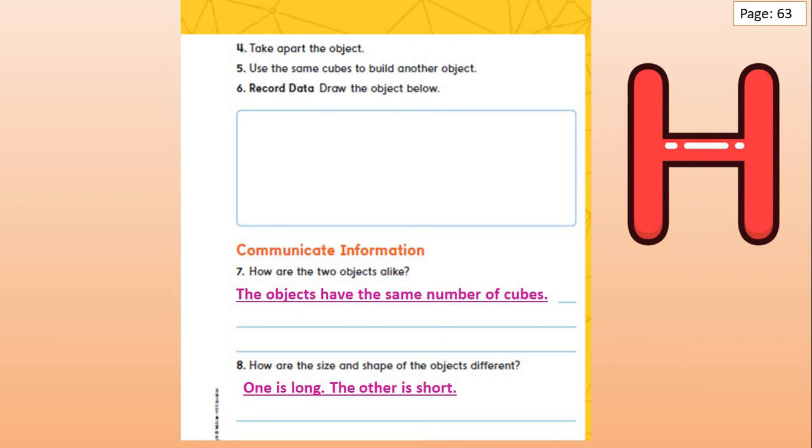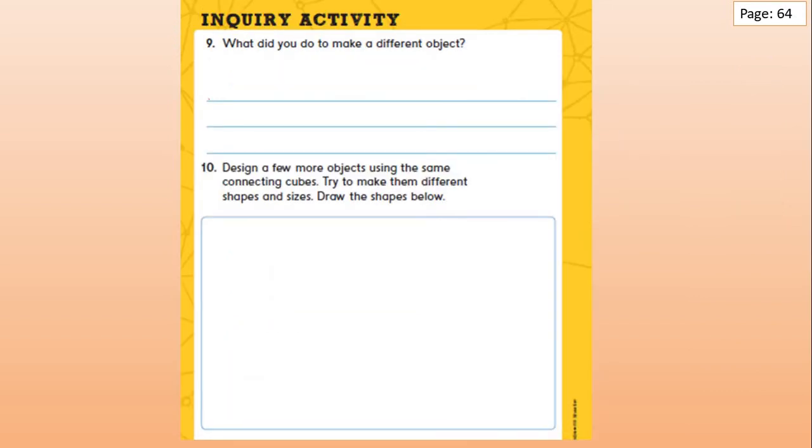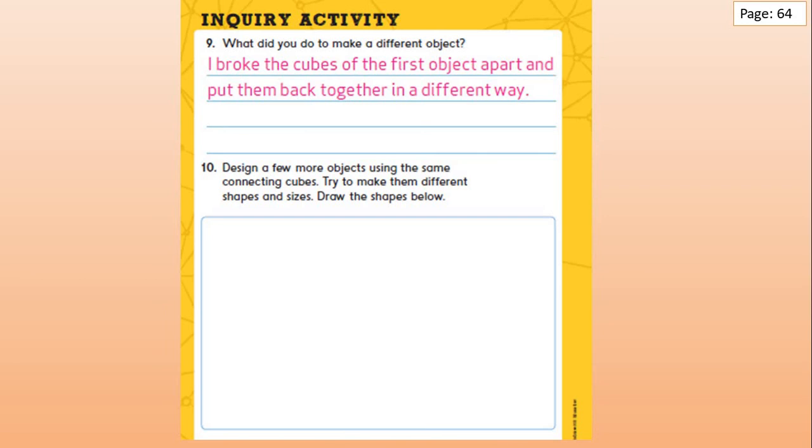Interesting. So in this inquiry activity, we learned how to build two different objects with the same 12 cubes. And we can make a lot of objects, not only two. Let's see the next question. Question number 9, page number 64. What did you do to make a different object? What do you think, grade 2? You broke the cubes of the first object, which is the letter I, apart, and put them back together in a different way. Interesting.